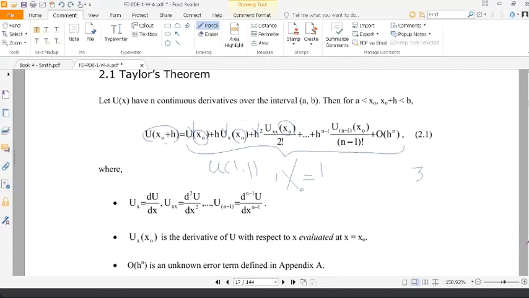Using Taylor theorem, I solve this exercise and then you select another example for you to solve.